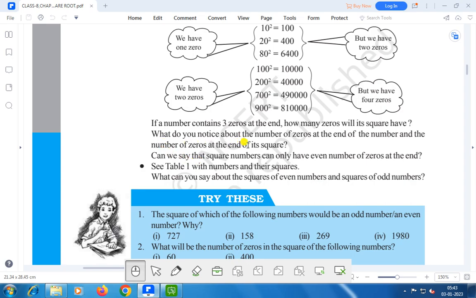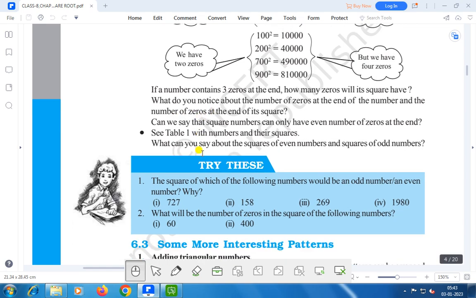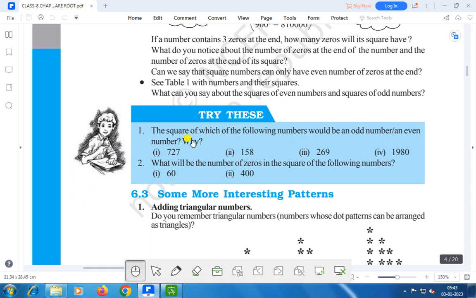What do you notice about the number of zeros at the end of the number and the number of zeros at the end of its square? Can you say that a square number can have only an even number of zeros at the end? Yes. See Table 1 with the numbers and the squares.